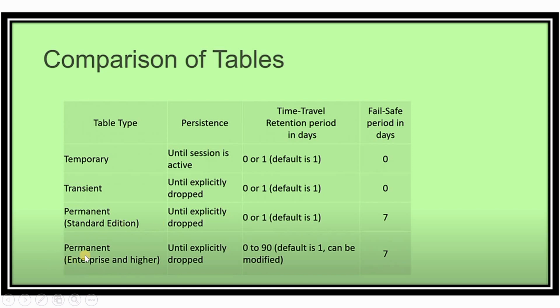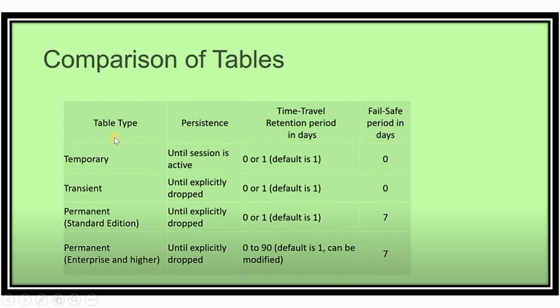Okay, and for the permanent table in the enterprise and higher edition, it is also the same: until we explicitly drop it, it will remain in the database. And here it has a retention period of 0 to 90 days. The default is 1 and it can be modified. You can set it according to your need. You can set 20 days, 25 days. And it has a fail safe period of 7 days.